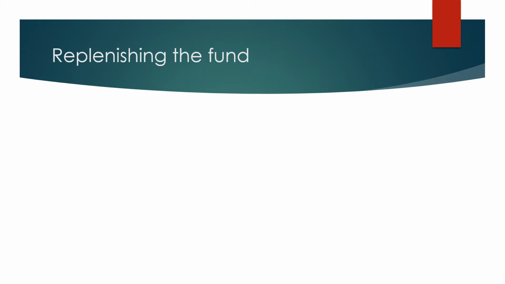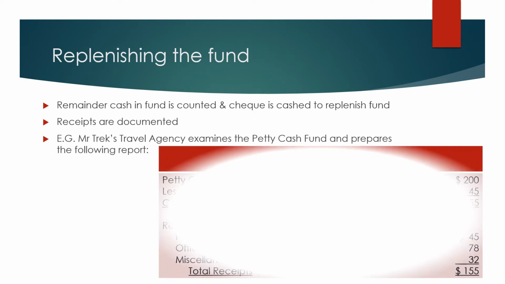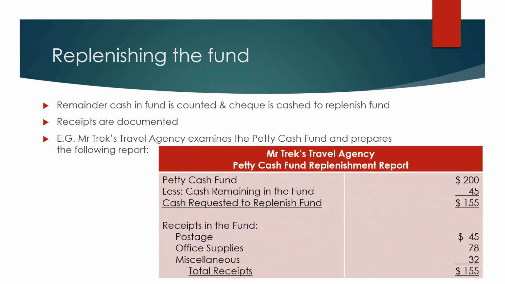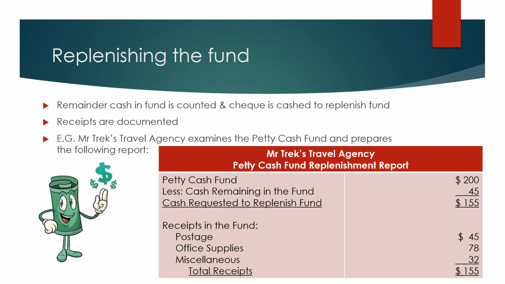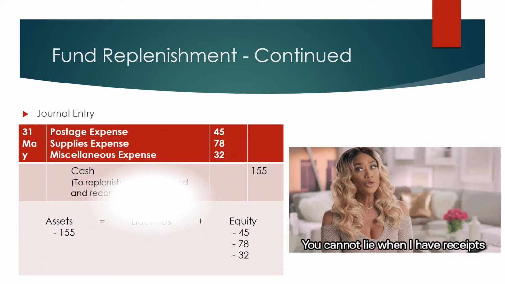To replenish the fund, the remaining cash is counted, and a check is cashed to bring the fund back to the original balance. The receipts are documented to record expenses. This can be seen in Mr. Trek's travel agency's Petty Cash Fund Replenishment Report, where a check of $155 will be required to replenish the fund. And expenses will be recorded in the entry as follows, reducing both assets and equity.